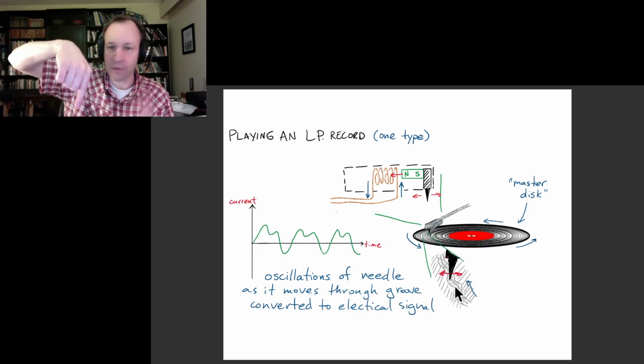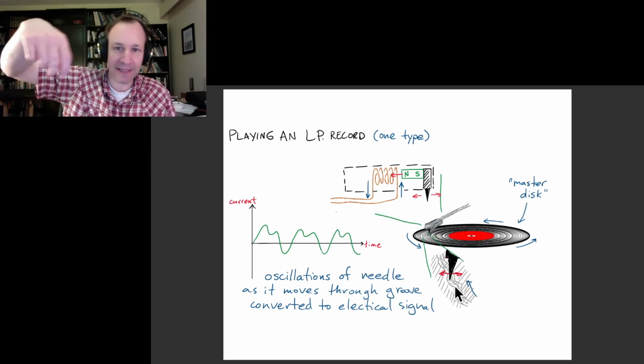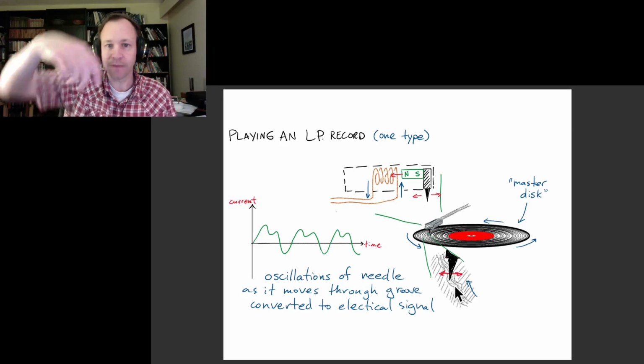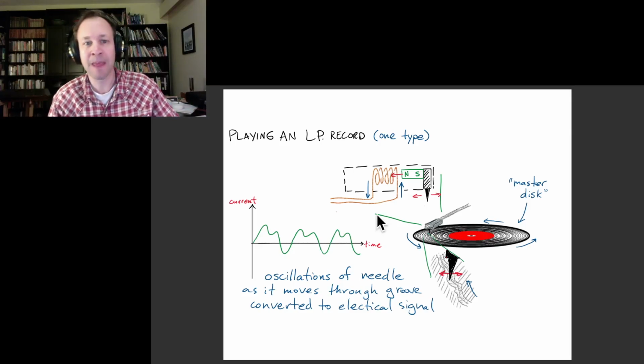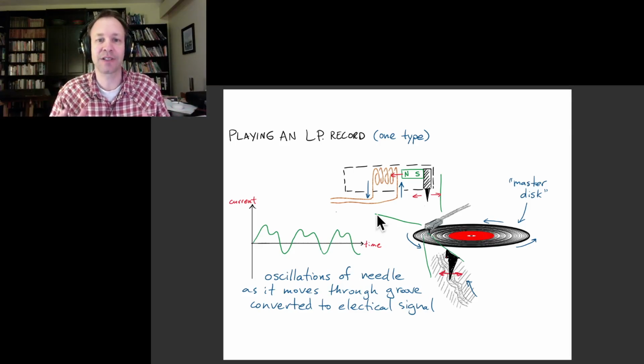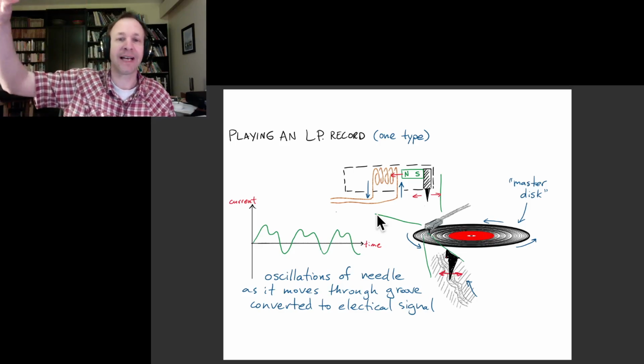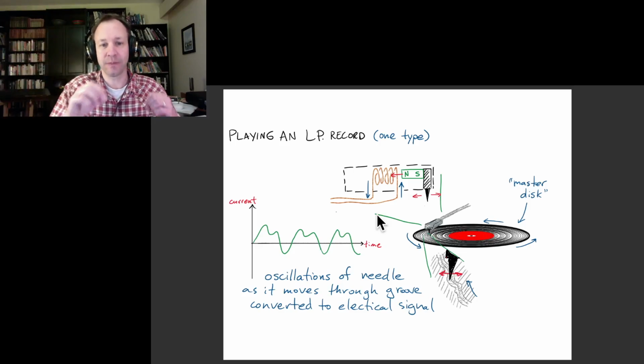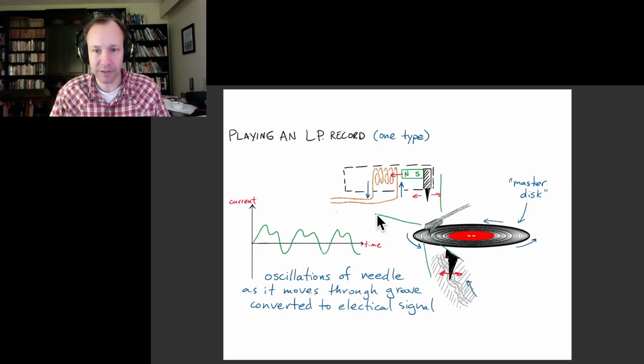So the needle, one way to do this is to have the needle attached to a magnet, which then moves back and forth relative to a coil. And then this electromagnetic induction process that we talked about last time causes there to be a current in the wire whose time graph replicates the pattern on the record.